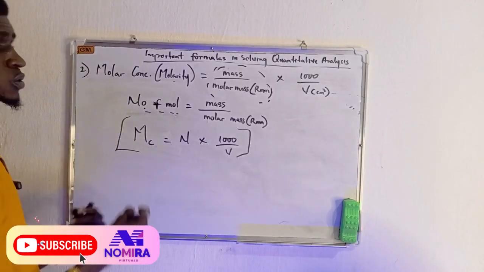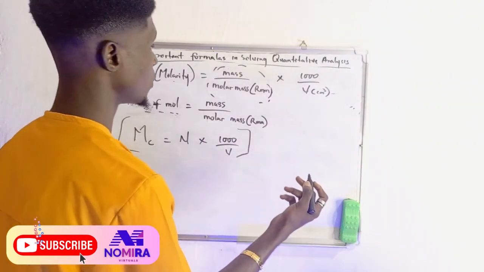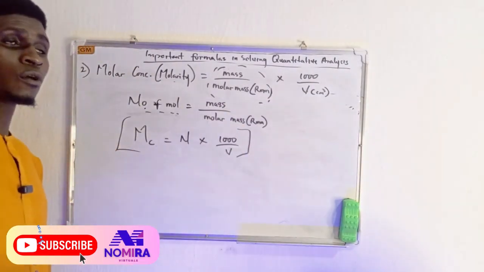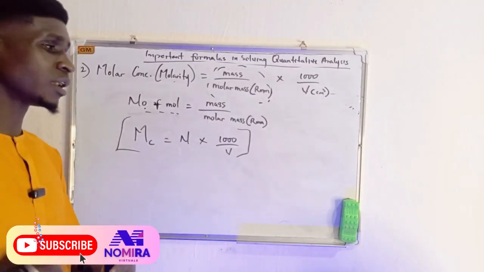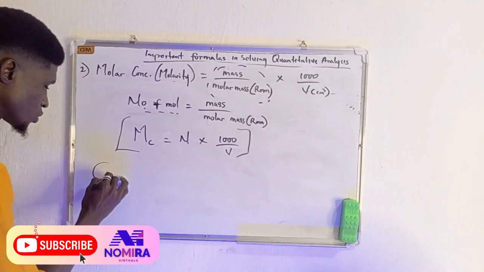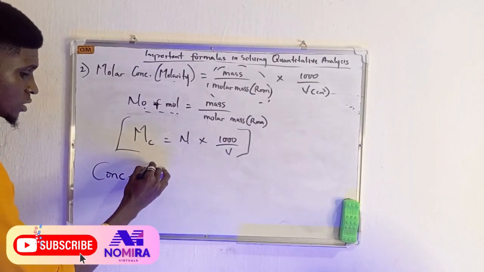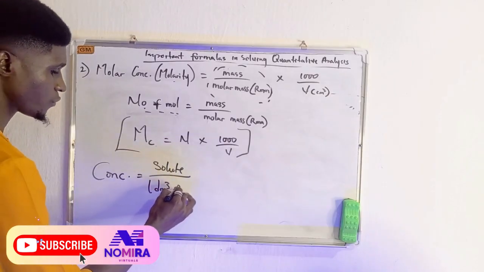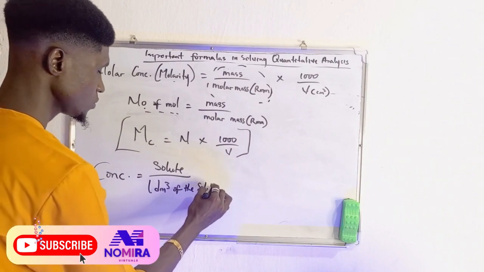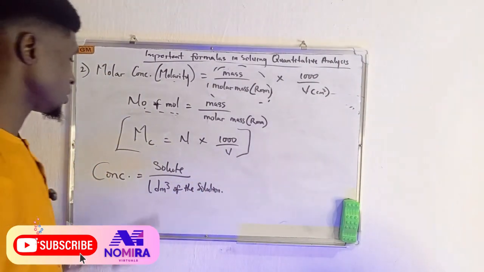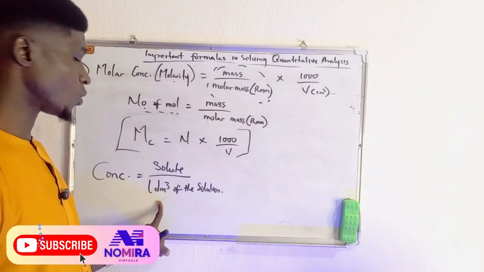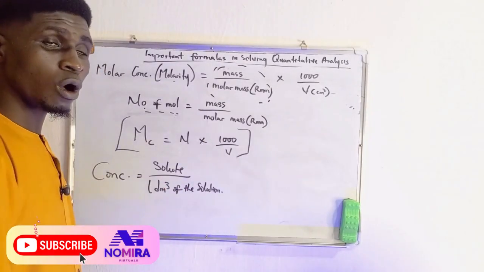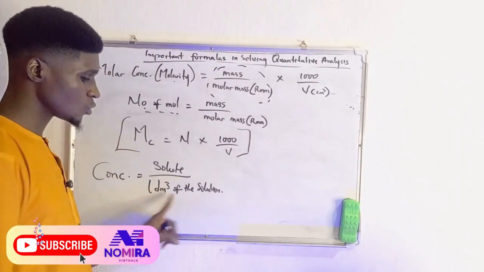mass concentration. Remember I told you that molar concentration is in mole per dm cube. There is another form or type of concentration that is in gram per dm cube. So let us just discuss what concentration is. Concentration is the amount of solute in 1 dm cube of the solution. Right? The amount of solute in 1 dm cube of the solution. So if it is in terms of mole, it is the number of mole of a solute in 1 dm cube of the solution.